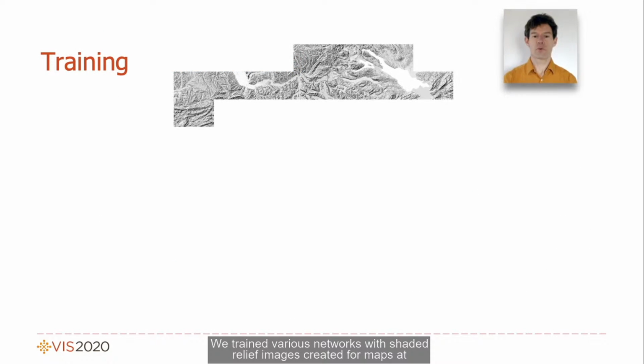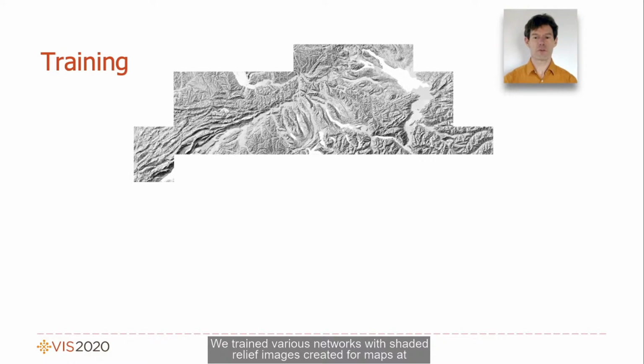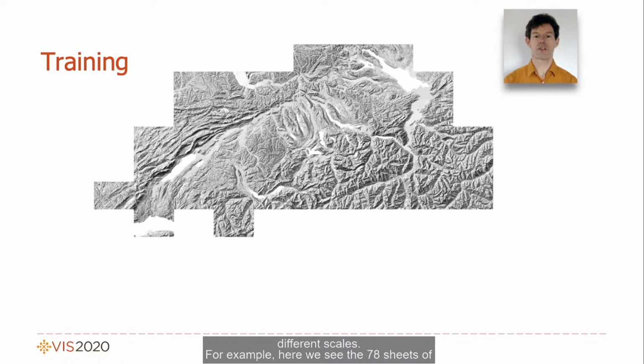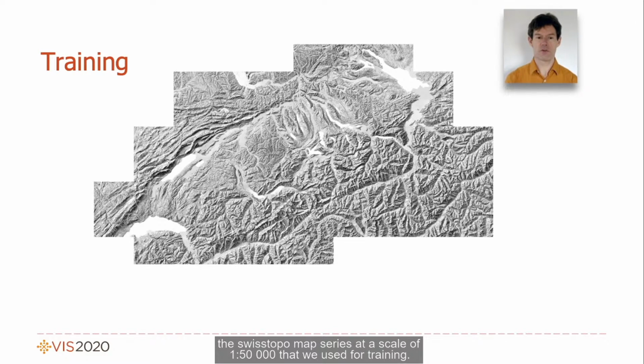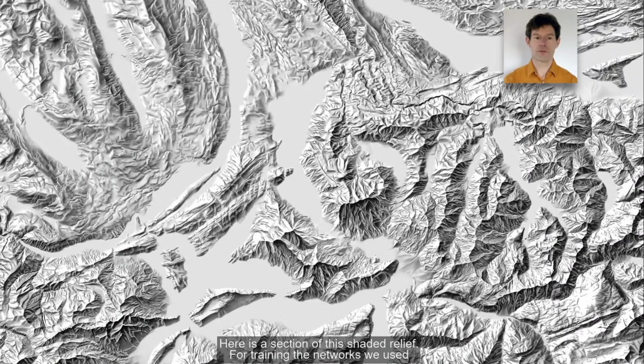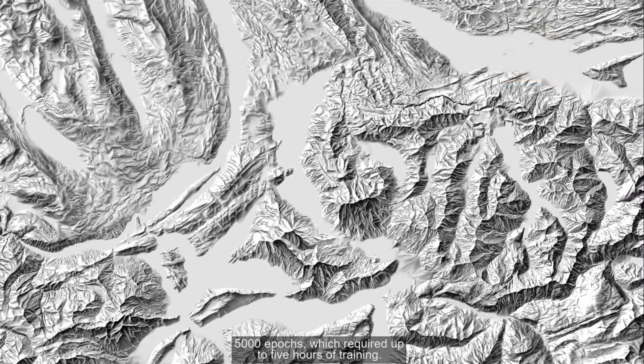We trained various networks with shaded relief images created for maps at different scales. For example, here we see the 78 sheets of the Swiss TopoMap series at a scale of 1 to 50,000 that we used for training. Here is a section of this shaded relief. For training the networks, we used standard GPUs. We used images and elevation models that measured up to 16,000 times 10,000 pixels. We ran up to 5,000 epochs, which required up to 5 hours of training.